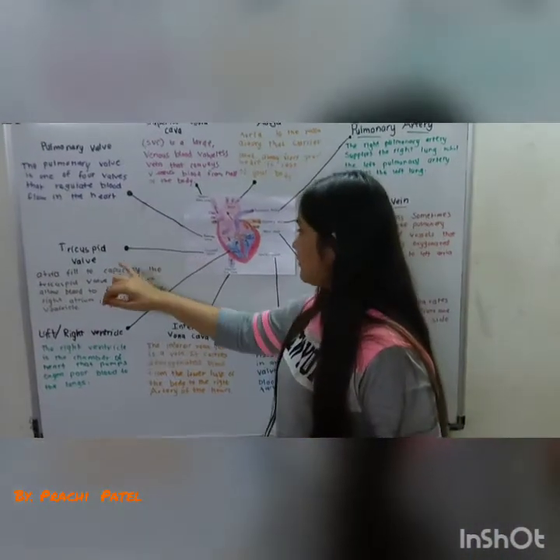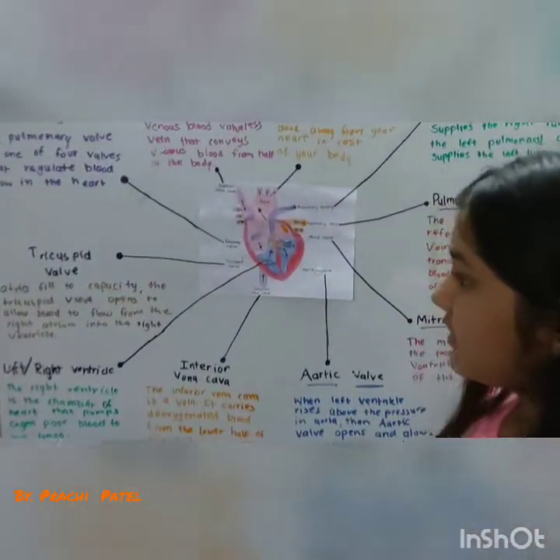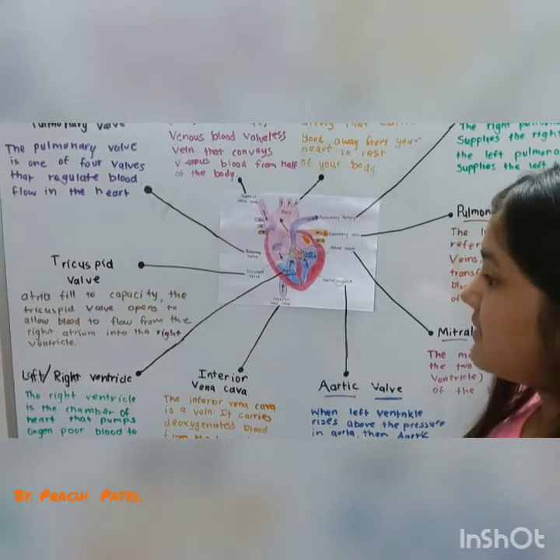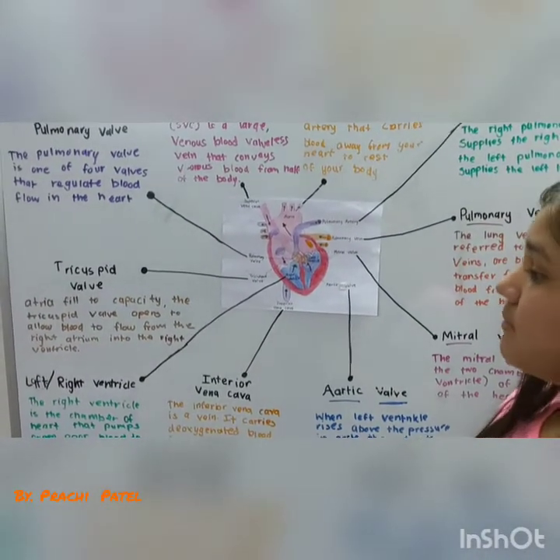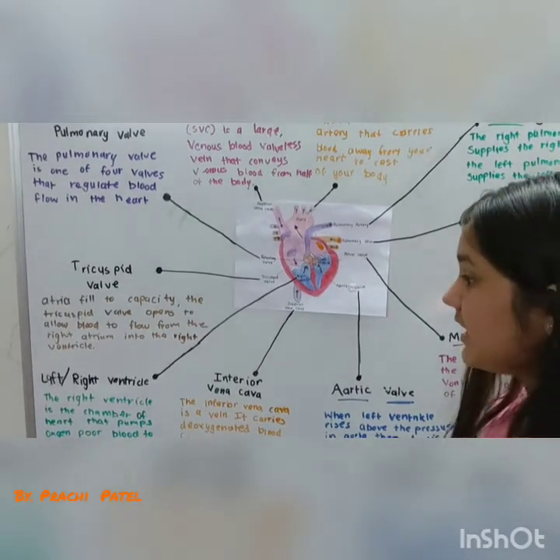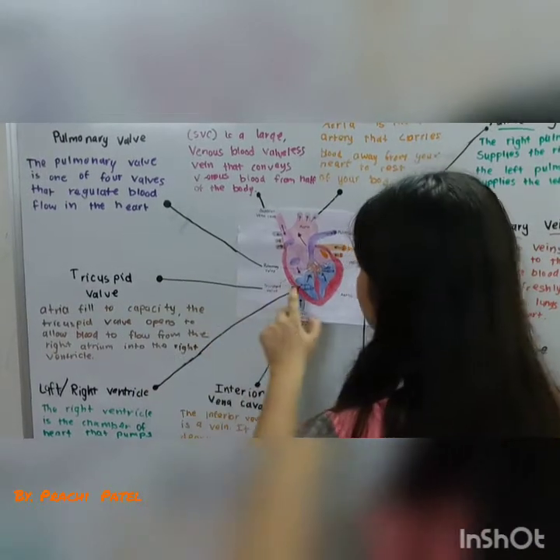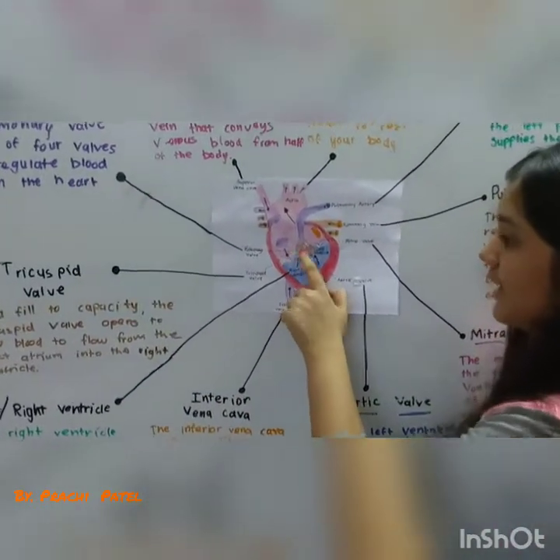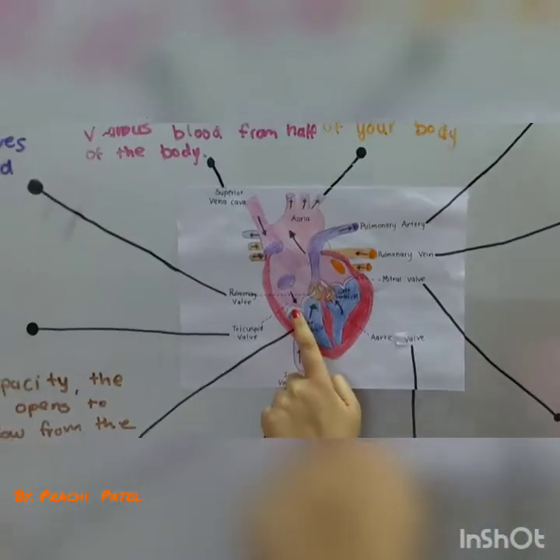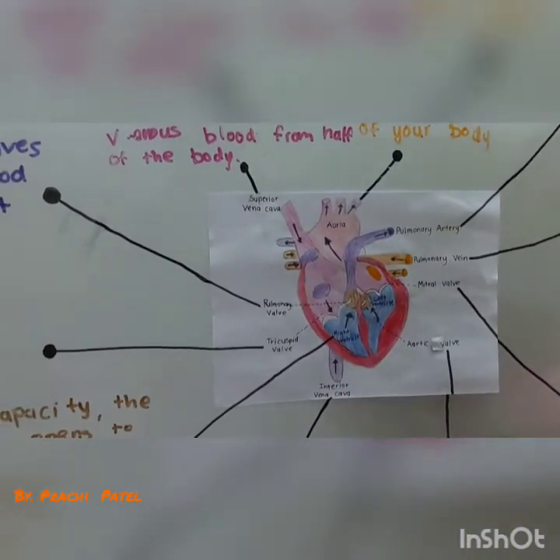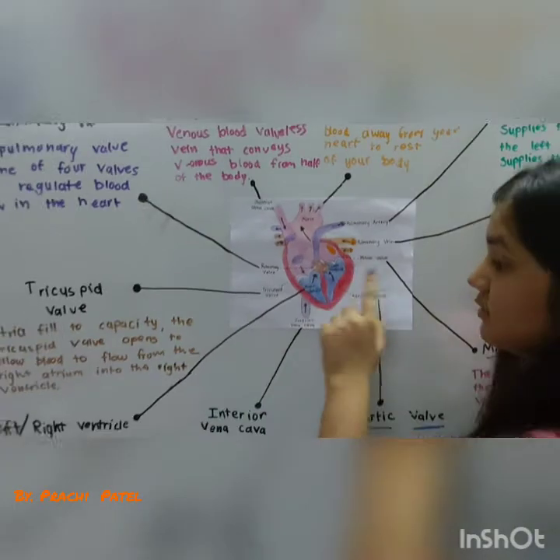Now, tricuspid valve. When the atrium is filled to capacity, the tricuspid valve opens to allow the blood to flow from the right atrium to the right ventricle. You can see that this white part is called the tricuspid valve. Don't get confused between this part and this part. They are called different parts while they look the same.